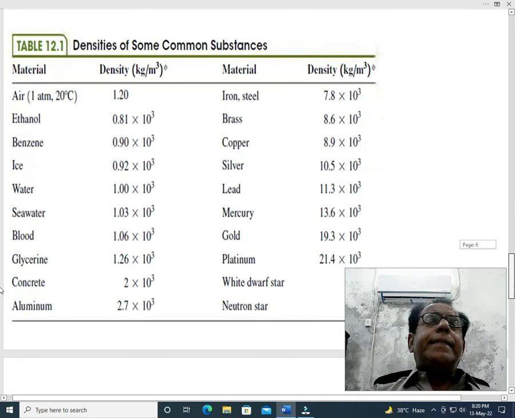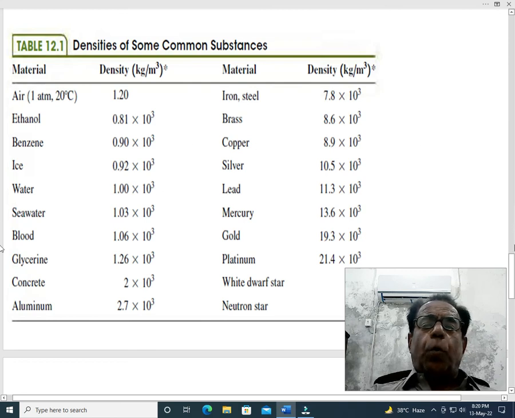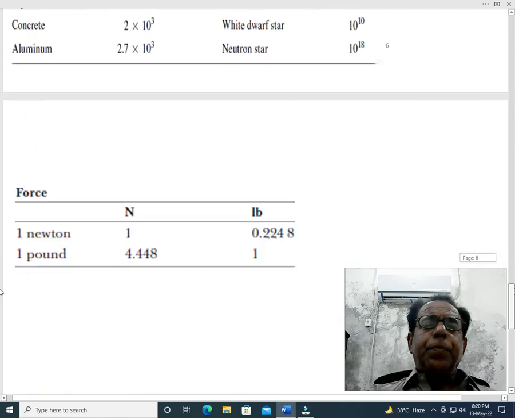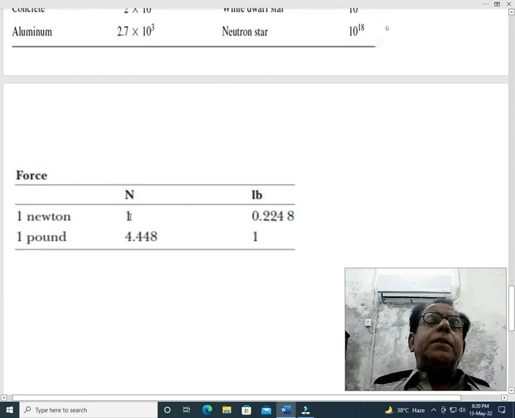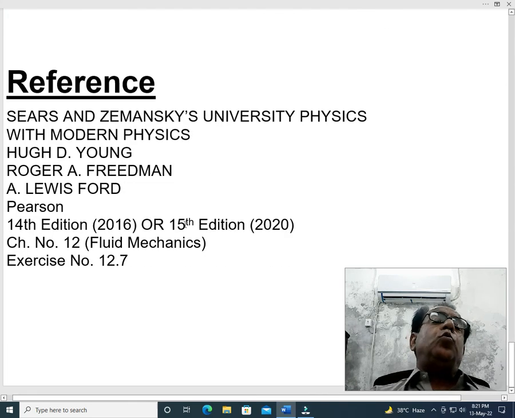Here, we have already discussed this table in detail. From this table we have to take only the value of density of copper. So there is no further need of this table. We have to take the value of density of copper, which we have already taken, and from here this table was just to convert Newton into pound. Now we move to the reference.